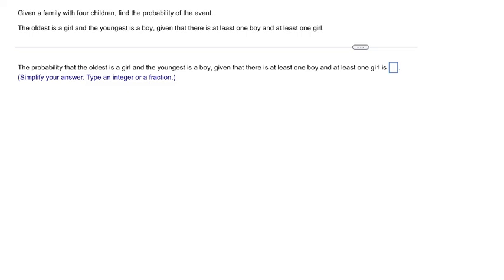So in this problem, we are told that a family has 4 children, and we are asked to find the probability that the oldest is a girl and the youngest is a boy, given that there is at least one boy and at least one girl.